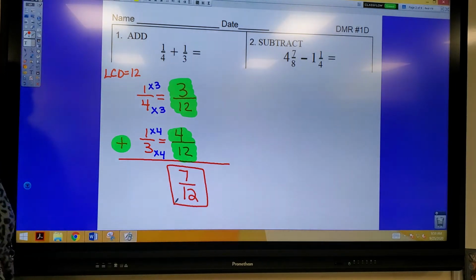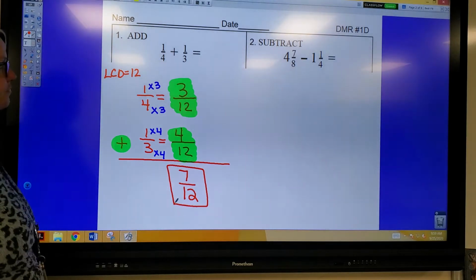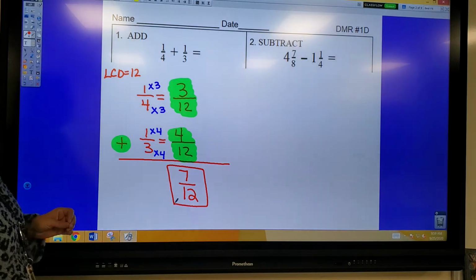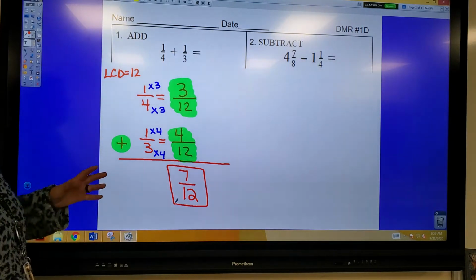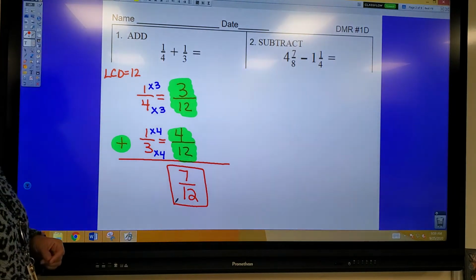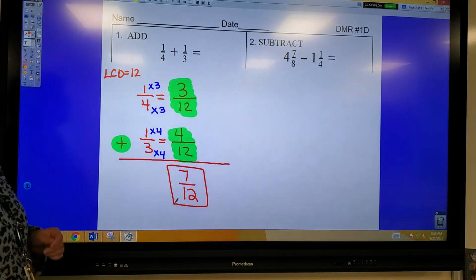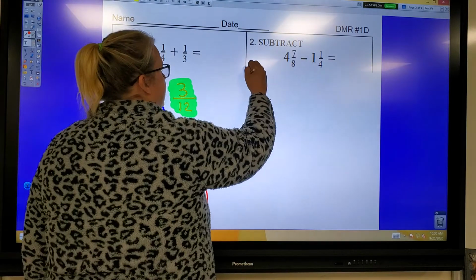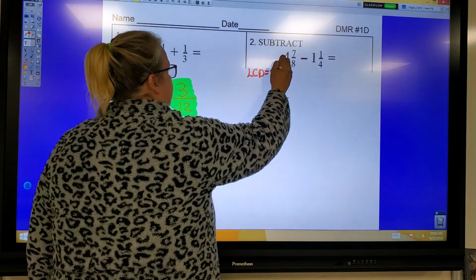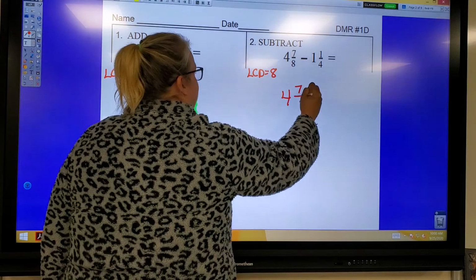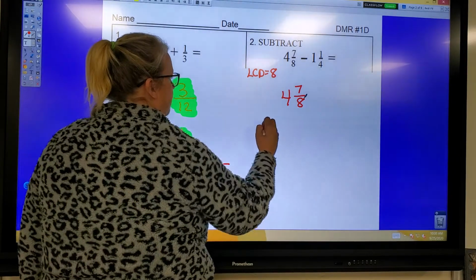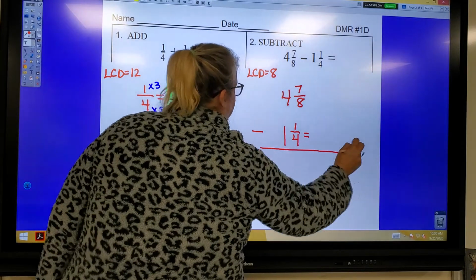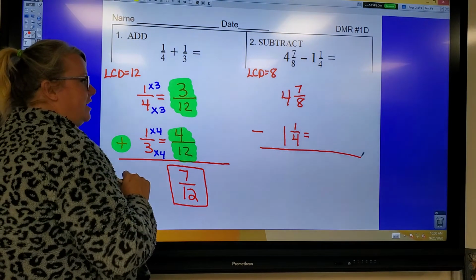All right, moving over to number 2, we have a subtraction problem. Two things that I notice about this. First, those are mixed numbers, which you can leave in that form. You can leave them mixed numbers. But I also notice that I have different denominators. So thinking about the LCD of 8 and 4, the LCD is 8. So 4 and 7/8, that gets to stay the same. But my 1 and my 1/4, I need to change the denominator in that fraction.